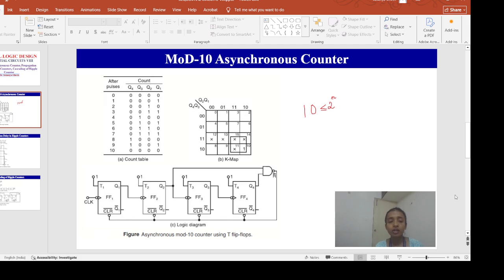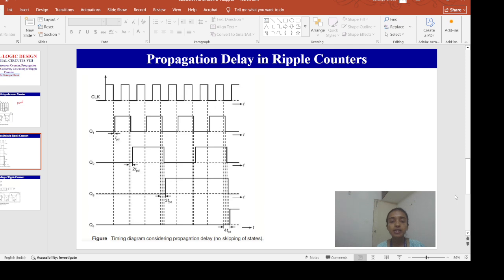Now next we will see the effect of propagation delay in the flip-flops. In a ripple counter, each flip-flop is toggled by the changing state of the preceding flip-flop. So no flip-flop can change state until after the propagation delay of the flip-flop that precedes it, that is, until all the preceding flip-flops complete their transition.